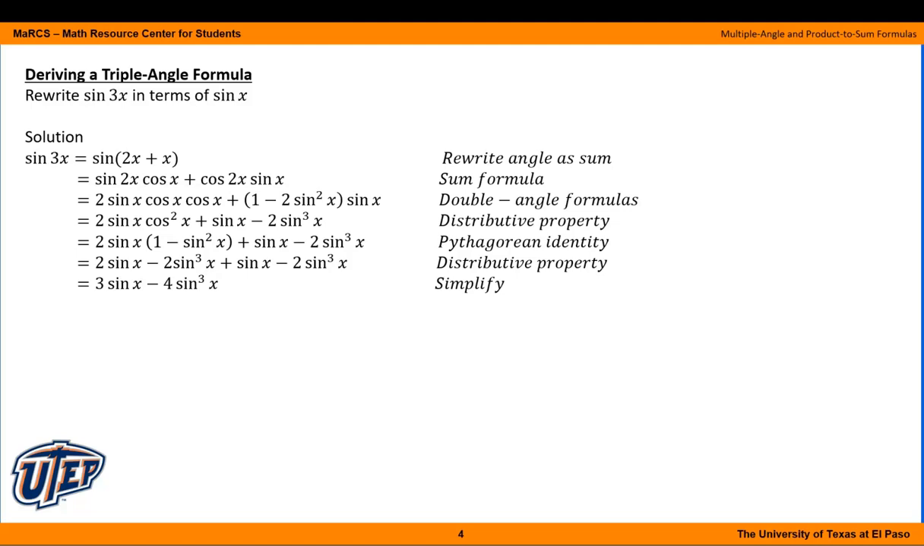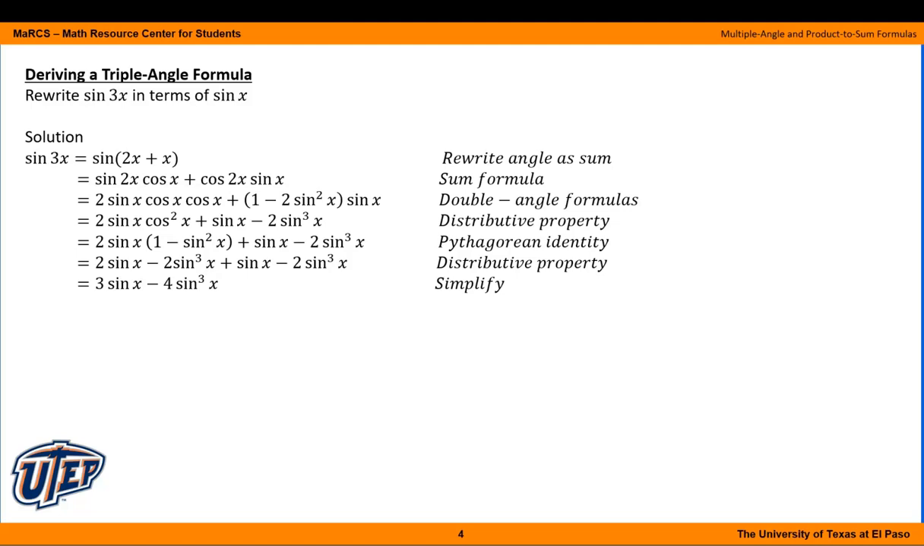Now let's derive the triple angle identity for sine. Instead of memorizing the formula, it is useful to understand where it comes from.